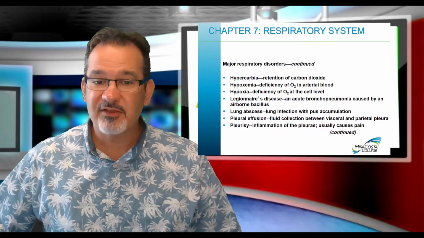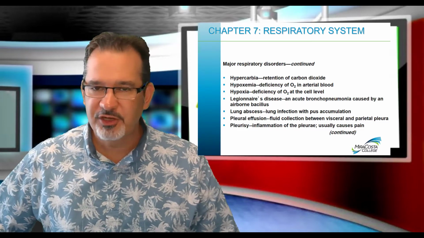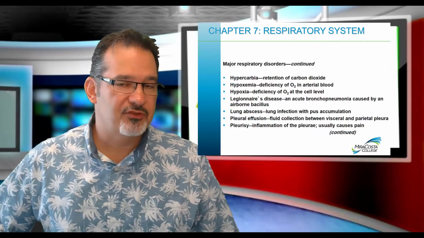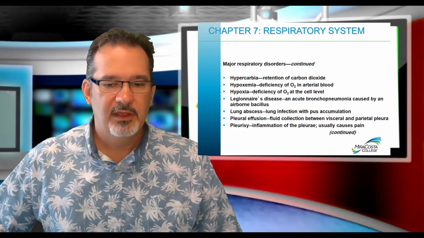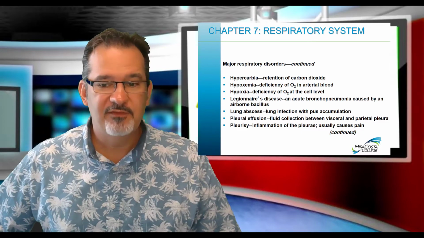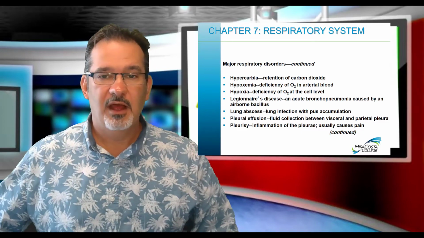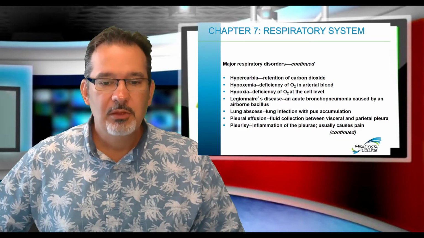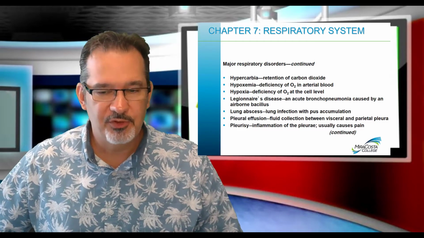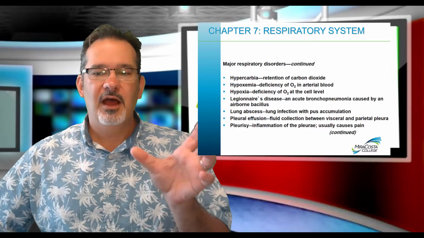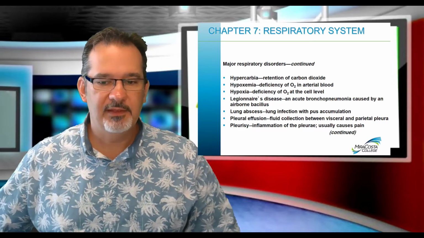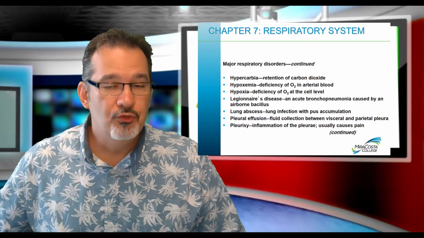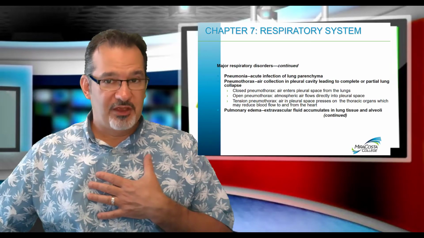Others, hypoxemia, deficiency of oxygen in arterial blood. Hypoxia is a deficiency of oxygen at the cell level. Okay, lung abscesses, lung infections with pus or purulent drainage. Okay, pleural effusion, fluid collection between the visceral and parietal pleura. Okay, and then a pleurisy. Another one, inflammation of the pleura, usually causing very serious chest pain.